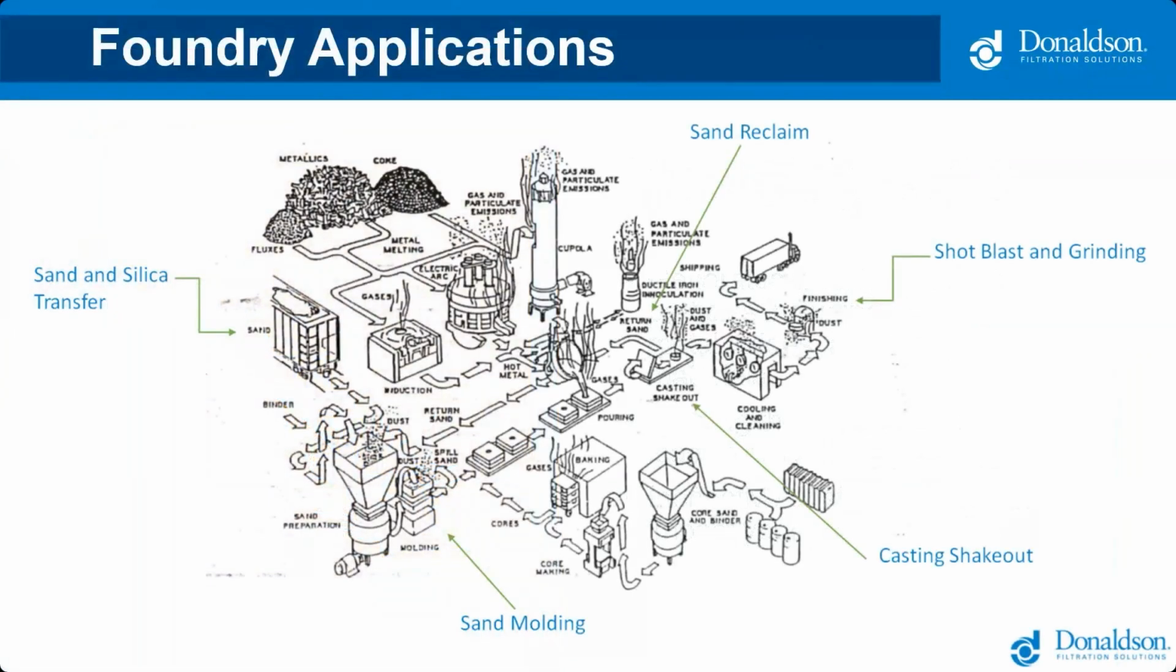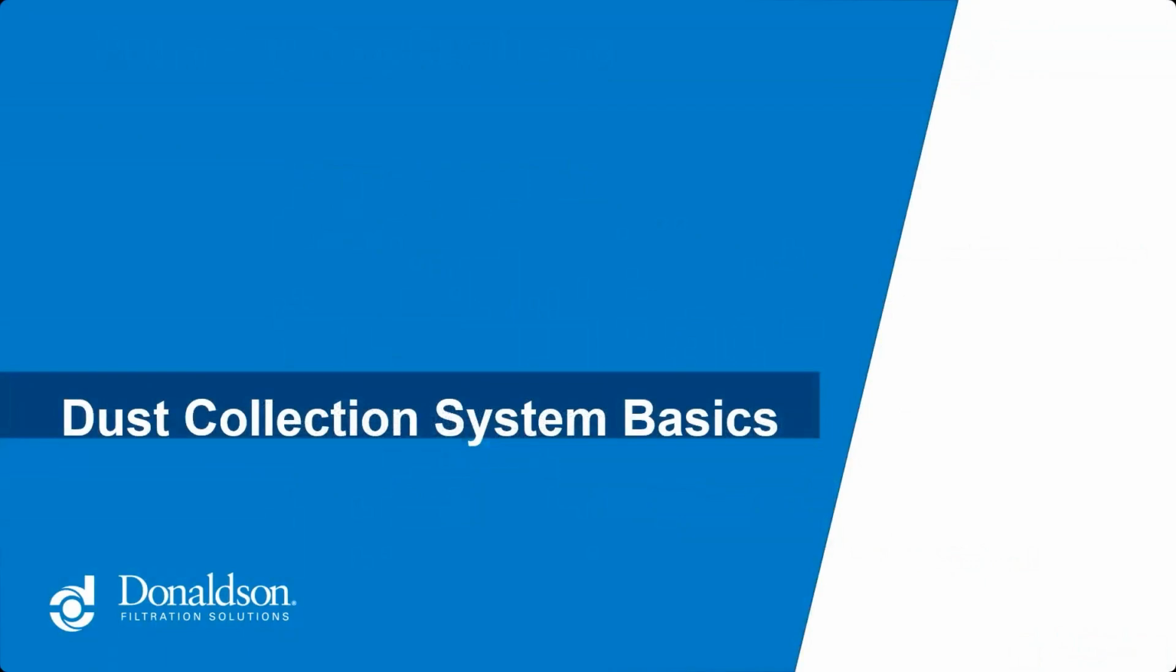With that, there's a lot of different applications for dust collectors across the foundry. It starts off with sand and silica transfer, moving all the sand around, getting it to your sand molding stations, getting the molds made, pouring in the molds, getting the sand reclaimed, shot blast, all of that stuff. You're all very well aware of that. So you have dust collectors all over the plant. Let's go ahead and talk about some system basics on dust collection systems. We're going to go into a little bit of troubleshooting, and pick out some better medias and better filter styles as well.